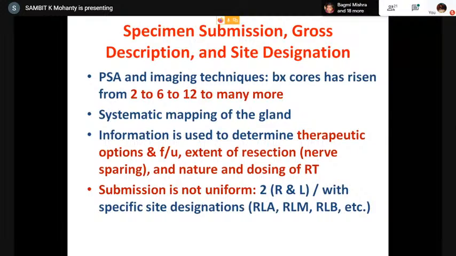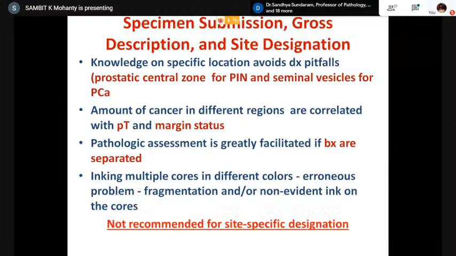Submission should be uniform. Which part it is coming from should be in different bottles or jars, not everything mixed up in one jar. Please encourage your urologist. And knowledge of the specific location avoids diagnostic pitfalls: prostatic central zone for high-grade prostatic intraepithelial neoplasia and seminal vesicle for prostatic cancer. Those are usual pitfalls. So you need to know where it is coming from and what other normal structures are present in that location. How are the normal prostate glands in that location?